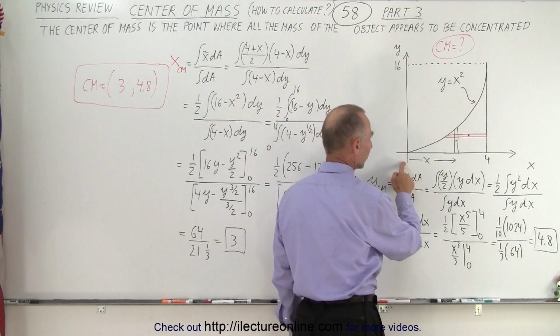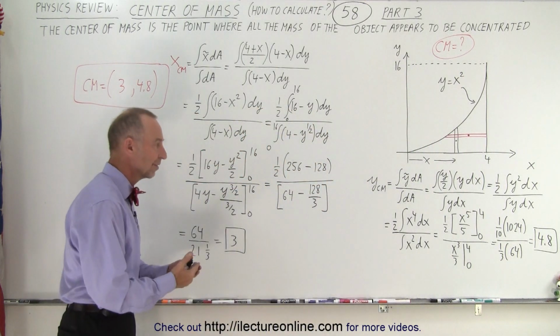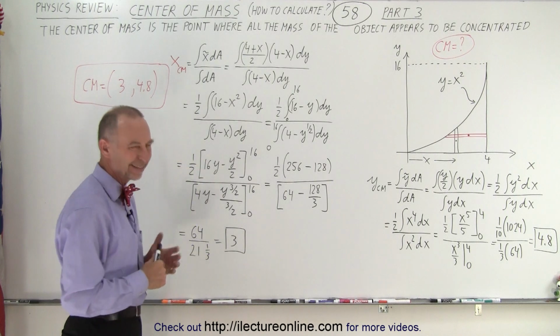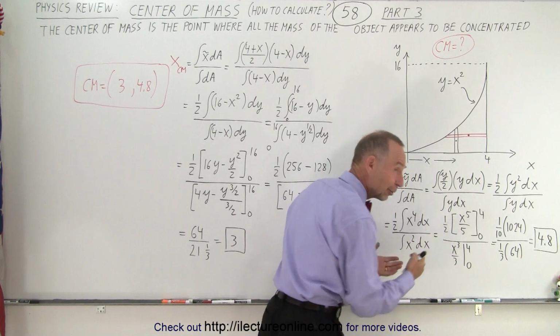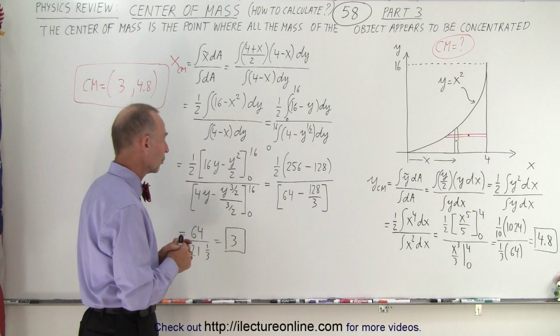The limits for x are from 0 to 4, and so we end up with 4.8, which is the center mass location in the y direction. It's kind of odd because we're finding the center mass in the y direction, and we have integrals with the variable x, but that doesn't matter. It is done the way it's shown right there.